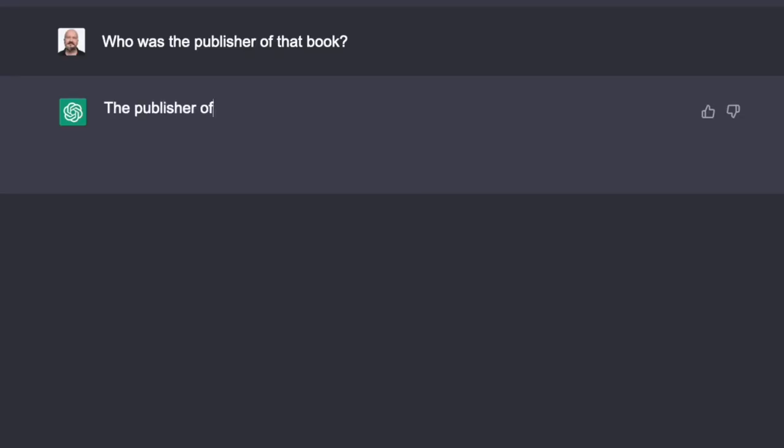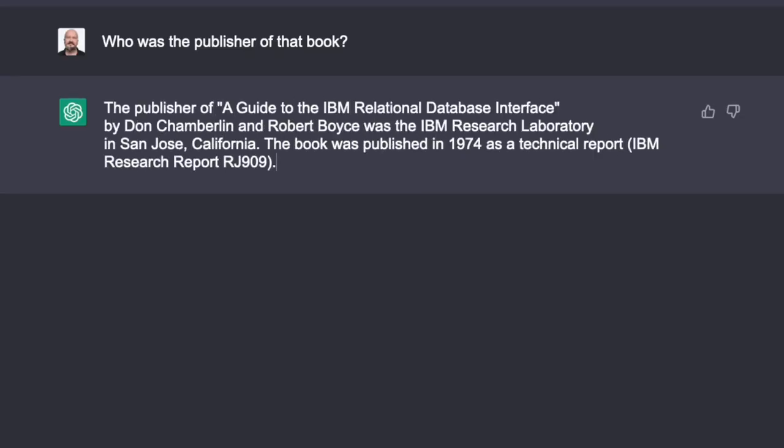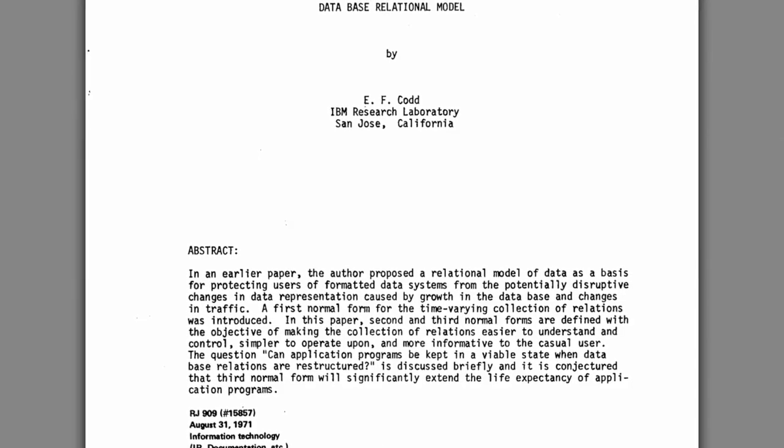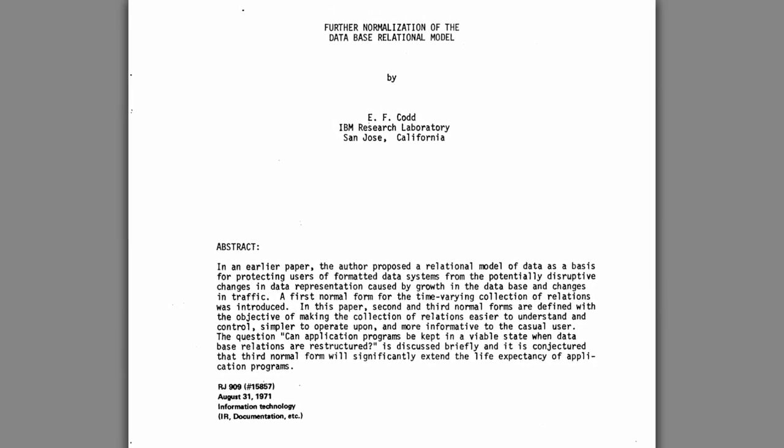I then asked, "Who was the publisher of that book, a book I know doesn't exist?" And I got, "The publisher of A Guide to the IBM Relational Database Interface was the IBM Research Lab in San Jose, California. The book was published in 1974 as a technical report, IBM Research Report RJ909." Again, sounds great. And again, none of this is true. IBM Research Report RJ909 does exist, but it's an article by E.F. Codd about normalization, and it was published 3 years before that in 1971.